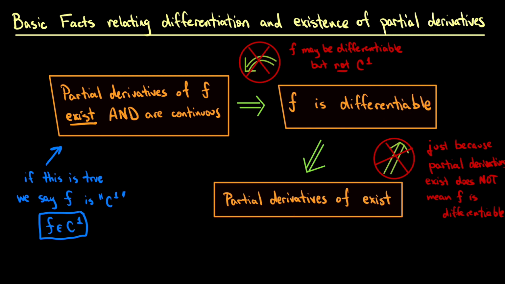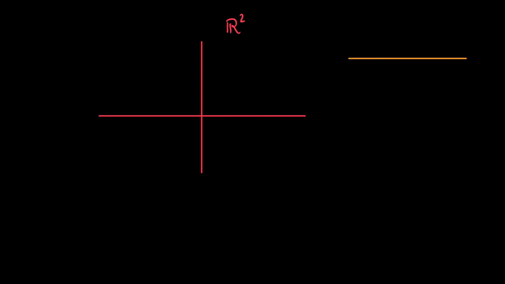The reason for that is that you can have the partial derivatives exist in the coordinate directions, but maybe they don't exist in some other direction. So let me try to explain with a picture. So imagine that this is R2, and maybe you are mapping just to the real line. Okay, so it's just a scalar valued function, your f.